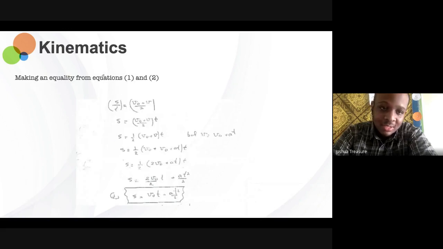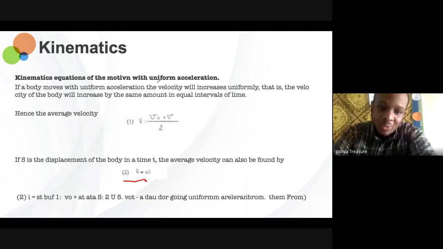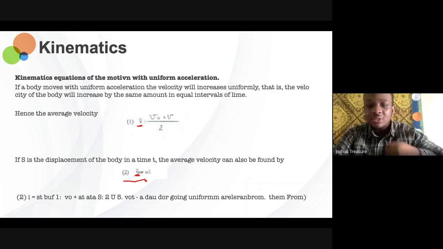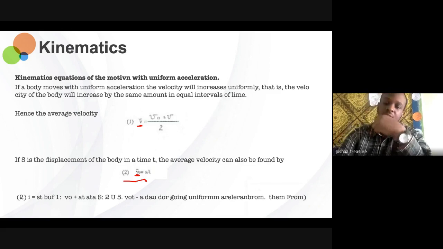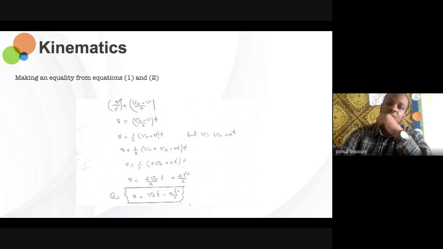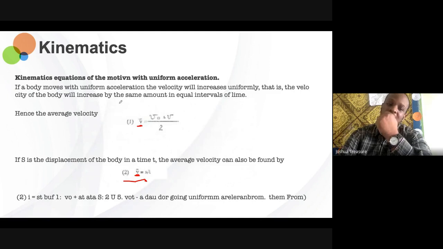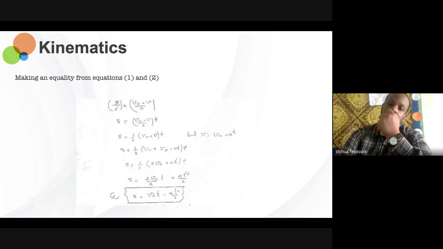Now, making an equation from equations one and two. If we equate these, remember that this is v and this is also v. So v is equal to v. So we would say s over t is equal to the average velocity. Both of these are average velocities, right? Then we would multiply both sides by t.